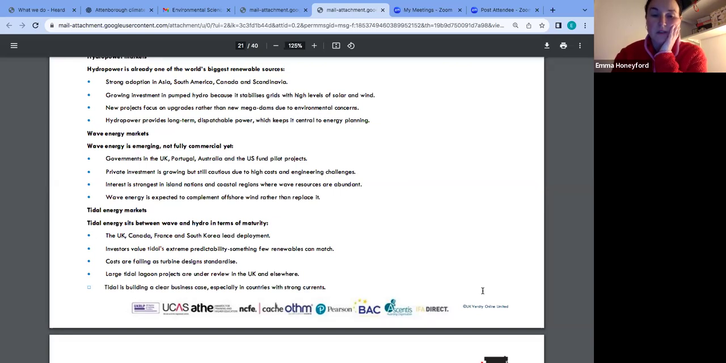This is a favoured type of energy generation because you can kind of plan and know how much energy you're going to get, which is helpful because it allows us to be more energy efficient. So costs are falling as turbine designs standardise, and large tidal lagoon projects are under review in the UK and elsewhere.